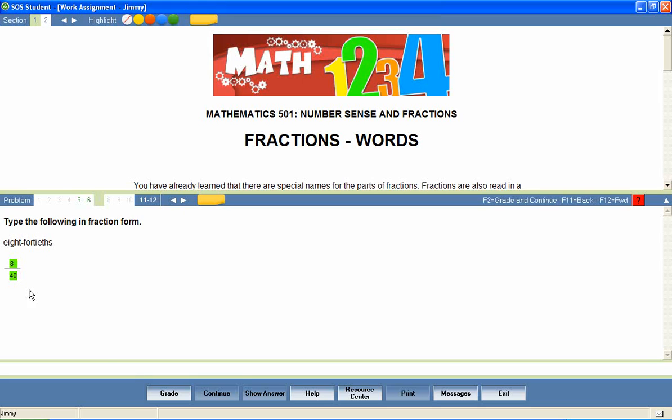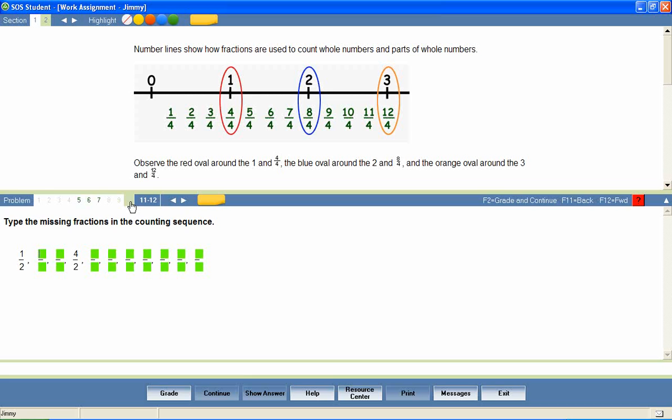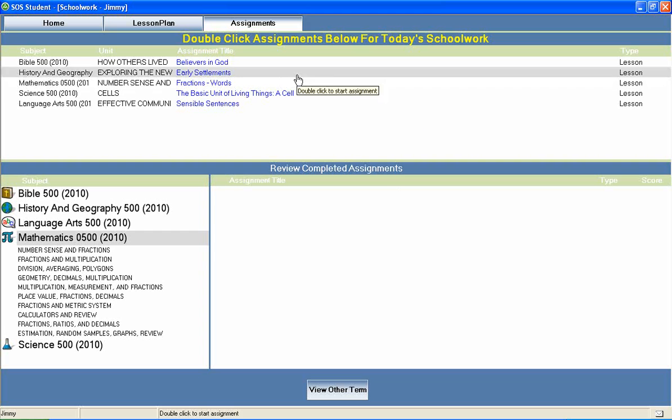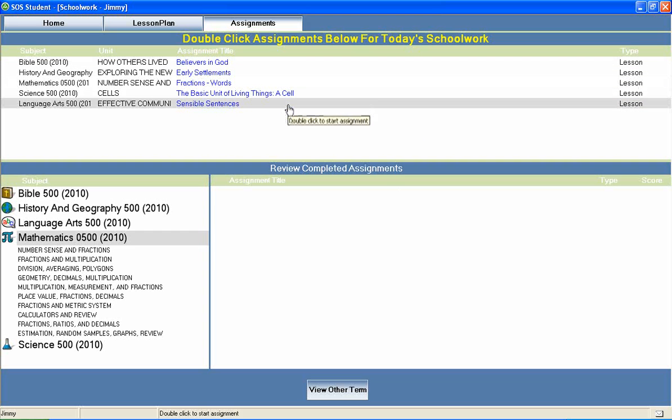If a parent has set the program to allow for multiple attempts, students will be looped back through the lesson to answer questions that were marked wrong on the first attempt. The lesson is complete when all questions have been answered correctly or when the student has exhausted his allowed attempts on each question. The student can then return to the home page to continue through the rest of his daily assignments.